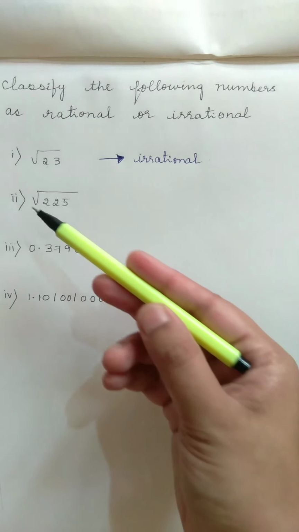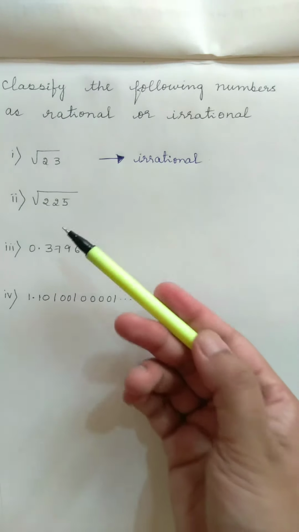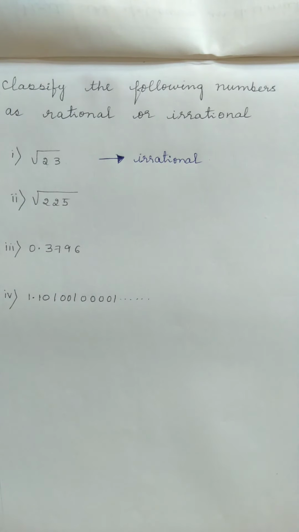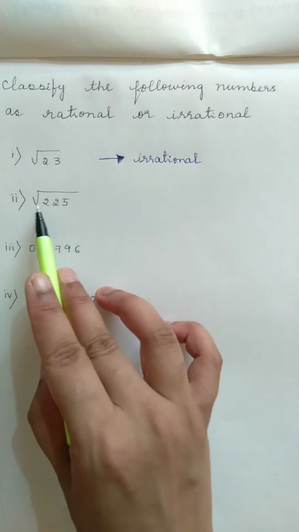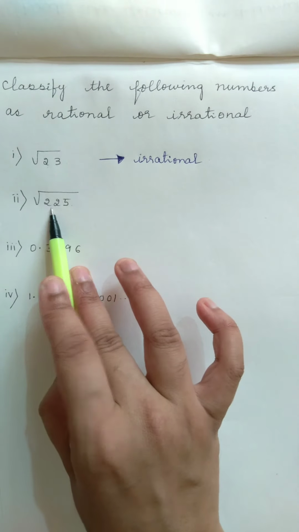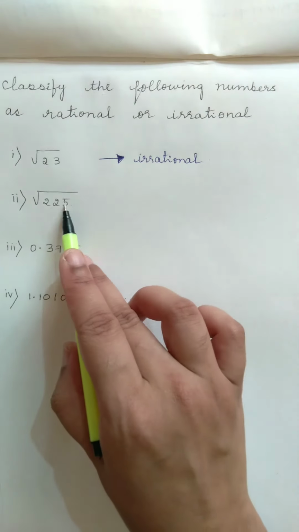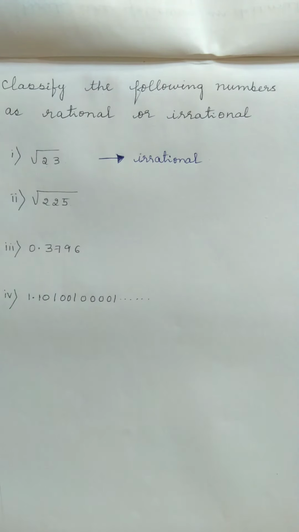Consider the second number. We have root 225. Is root 225 rational or irrational, children? Yes, it is rational. Why is it rational? Because it terminates. When the decimal expansion terminates, it is rational. Why does it terminate? Because 225 is a perfect square. Root of 225 is 25. Therefore, it terminates since it is a perfect square. Therefore, root 225 is a rational number.